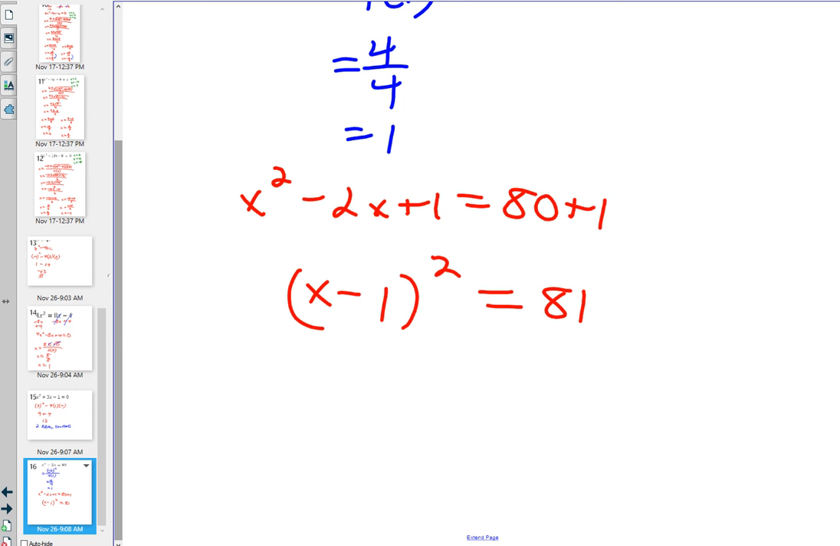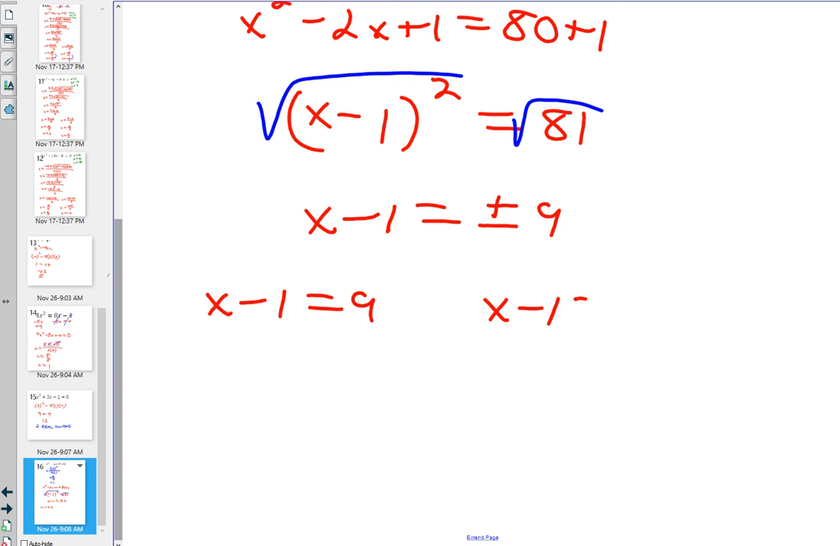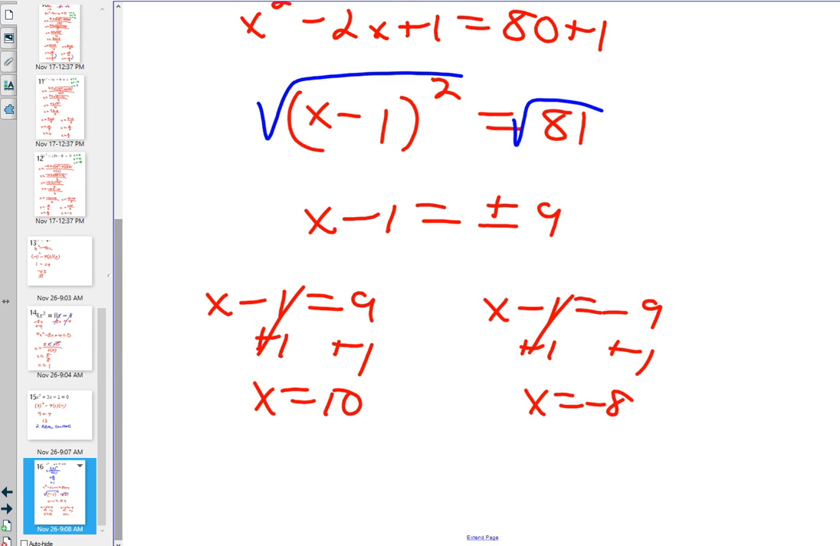And now this looks like one of our square root property problems. Square root, x minus 1 is equal to, Ellie? Plus or minus 9. So x minus 1 is equal to 9. x minus 1 is equal to negative 9. Plus 1, plus 1. x is equal to 10. Plus 1, plus 1. x is equal to negative 8.